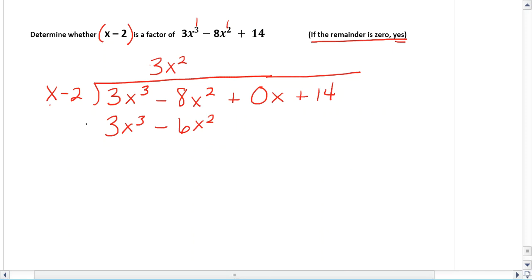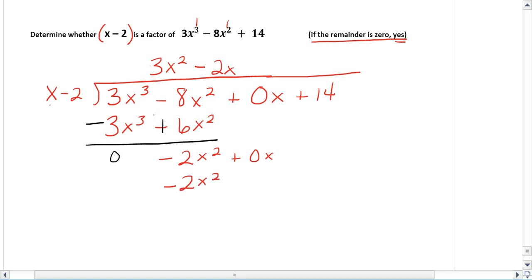The next step is change the signs and add. Again, this has to go to 0 or you've accomplished nothing, and then go back and adjust your multiplier. Adding straight down, we get a negative 2x squared. Bring down the next term, get a perfect match. I would need a minus 2x to get a perfect match. Now distribute that. Negative 2x times x is negative 2x squared, and negative times negative is a positive 4x.